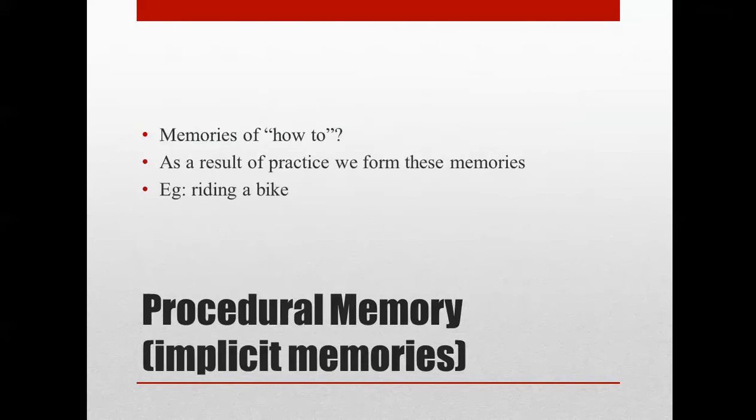Procedural memories are memories of how to do things, and they're often called implicit memories because we can't explain when we learnt them, and sometimes we can't even explain how we do them. We just know how to do them. And we tend to get better as a result of practice when we're talking about these type of memories. So an example is riding a bike. That's an example of a procedural memory.